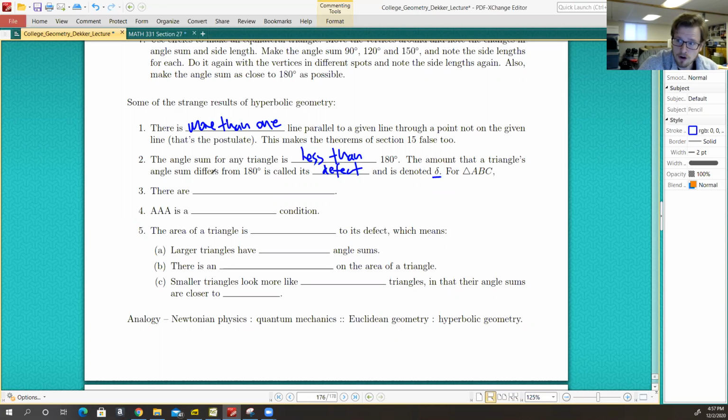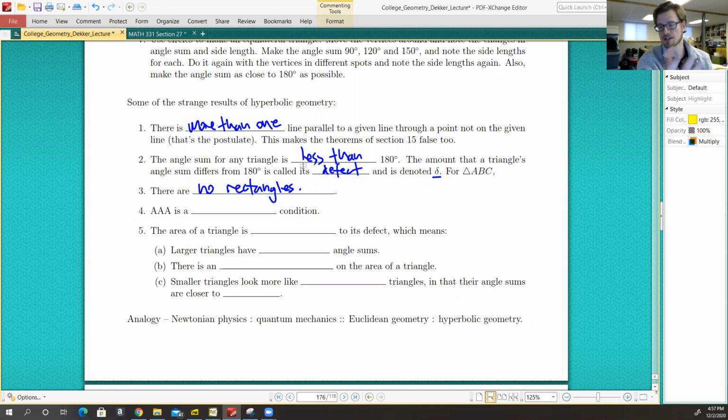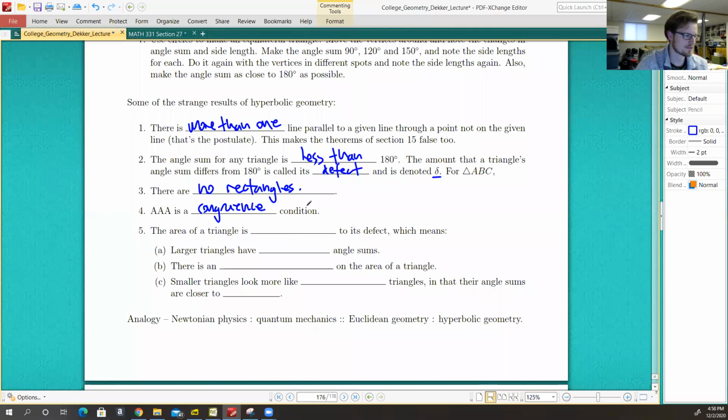In spherical geometry, we said that there are no parallelograms. Here we take it a step further, or at least relatively specifically, because we can have parallels, there are actually no rectangles. No rectangles. So I'm sorry, it's not a step further, it's actually a slight refinement. We allow for parallelograms, but we can't have the one with four 90-degree angles. All right, for hyperbolic geometry, angle, angle, angle is in fact a congruence condition. So that's kind of interesting. It's not just a similarity, it is stronger than that. It is a congruence condition.